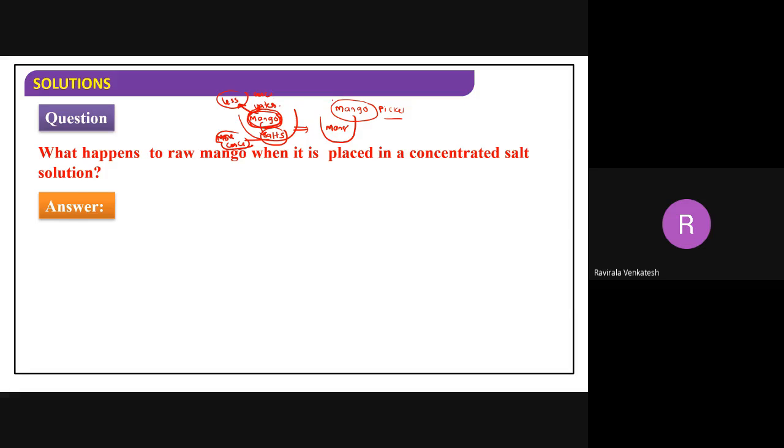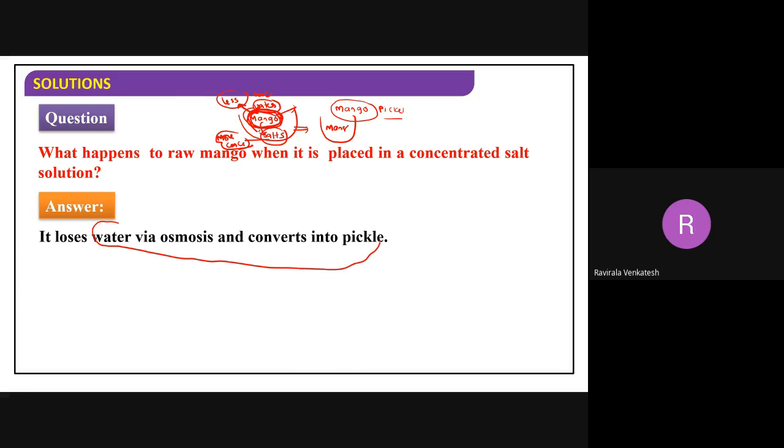So when you put up to 1 week, what happens here? Whatever the water present in the mango will now move into the salt solution. Now mango becomes what? Dry. Mango becomes dry, and that will be very tasty for us. So in the making of the pickle, the solvent present in the mango, the water present in the mango will come outside. So this will happen here. It loses water via osmosis and converts into pickle.